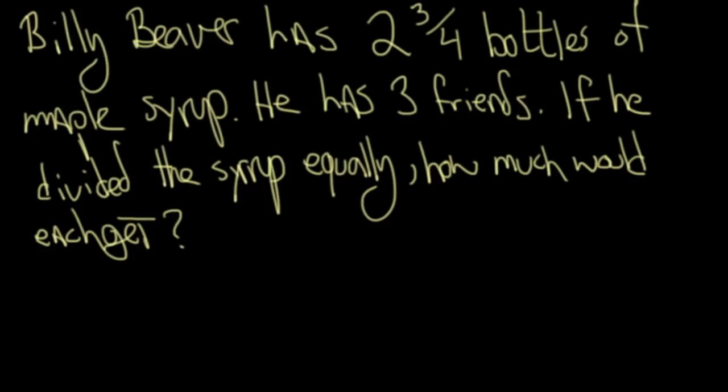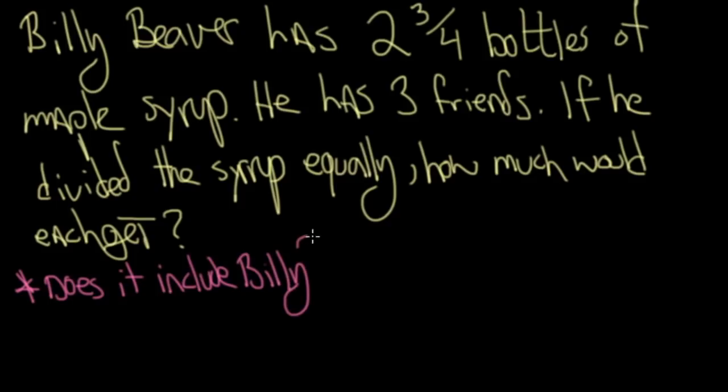And here we go, little star in your notes. What you've got to clarify is, does this include Billy? Because sometimes teachers will only have it divided amongst their friends and Billy gets none. So this is something you should always want to clarify. So basically with this one, this is going to be a dividing question. Okay, so that's what we have to realize.